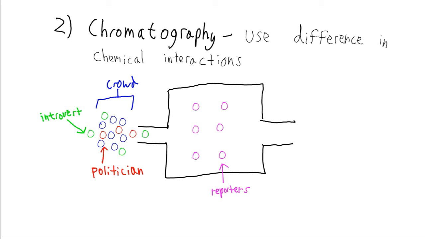Now, the introverts, they don't really like to talk to people. And so when they go through this chamber, what they're going to do is they are going to try and move around everyone. And so they'll get through very quickly.